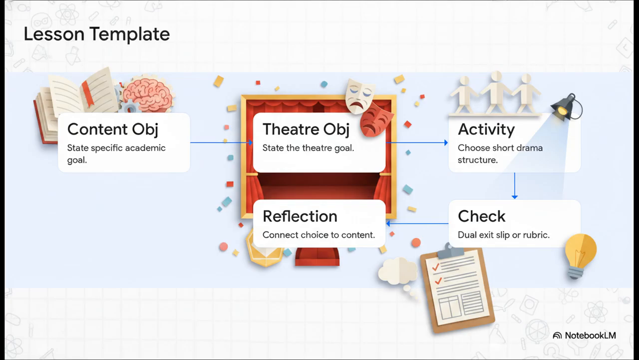Step 1, you explicitly state the academic content objective in student-friendly language. Step 2, you state the theater objective. Step 3 is the activity itself, so choosing that short drama structure, like jumping into a quick tableau or setting up a hot seat.